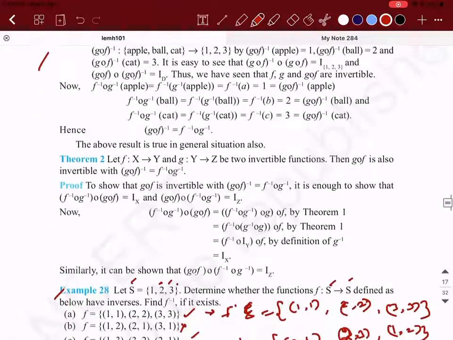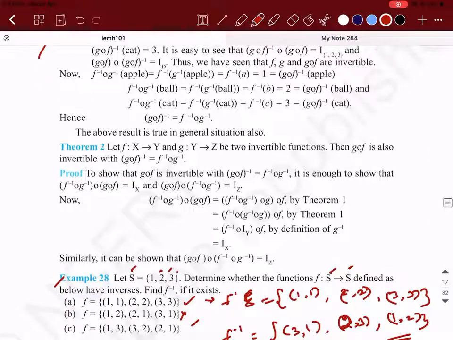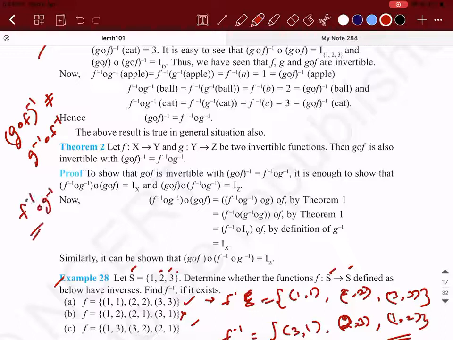So having said this, there is a theorem where we can prove that G circle F inverse is equal to F inverse of G inverse. Sub reverse. What is happening? G circle F inverse is not equal to G inverse circle F inverse. Rather, what is it equal to? F inverse circle G inverse. So that's what we need to prove. From the basics of invertible functions, we can try it out.